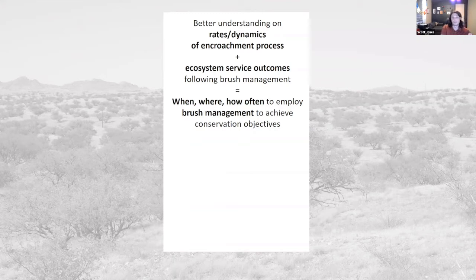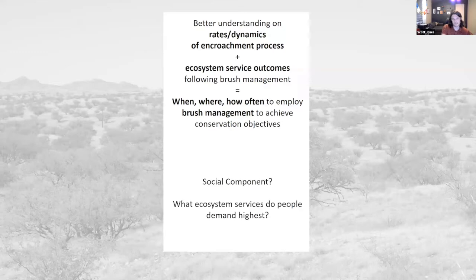But I think this is a pretty narrow view in a way, because I think you're completely missing a social component to this. In the fact that, what ecosystem services do people demand highest? So in other words, what do you and me or the other people of the Cienega Creek watershed, what ecosystem services do they want from this grassland? Because ultimately we're the ones choosing where to treat, how often to treat.